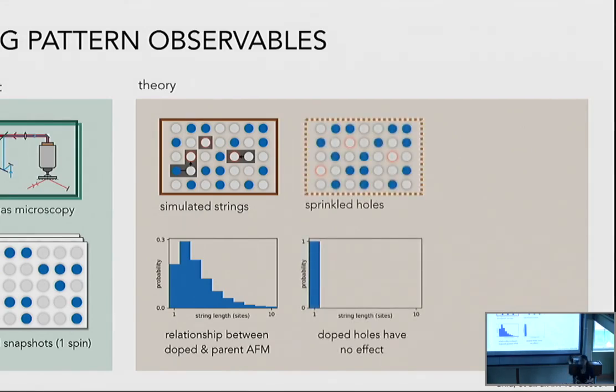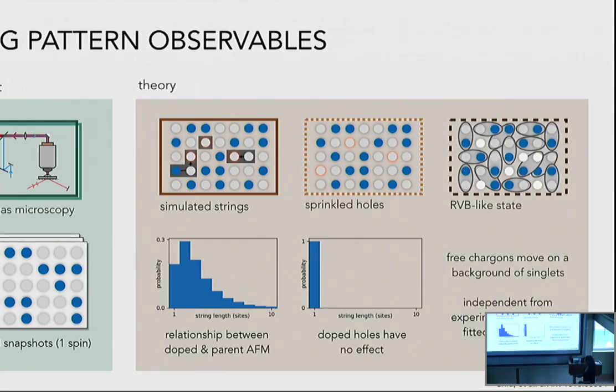We can take, of course, a very much more naive theory, which is to say, what if these bound states are not stable, and instead we just have some holes that effectively have a string length of 1. So sprinkle some holes into your antiferromagnet, but they don't really do much to the spin order other than that.